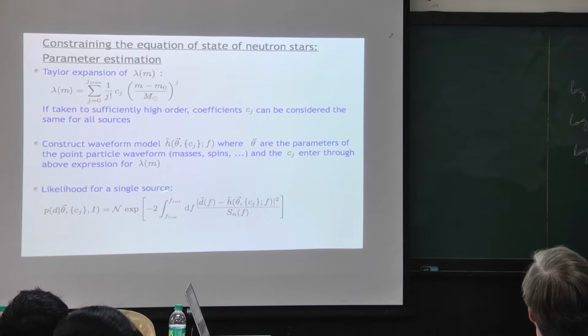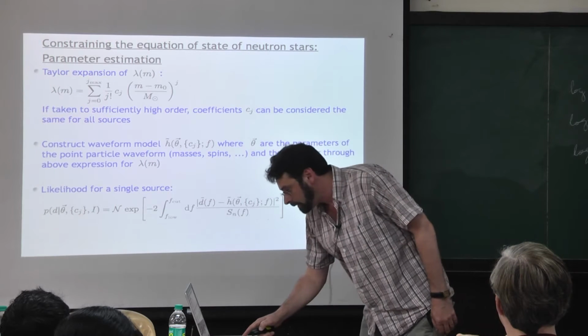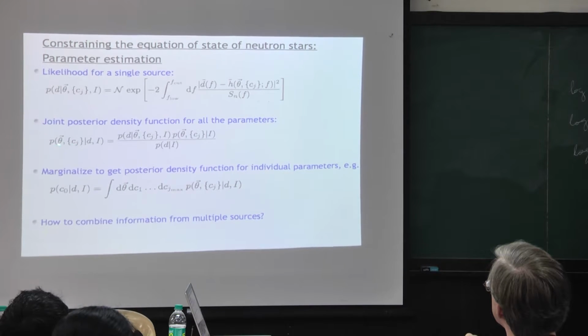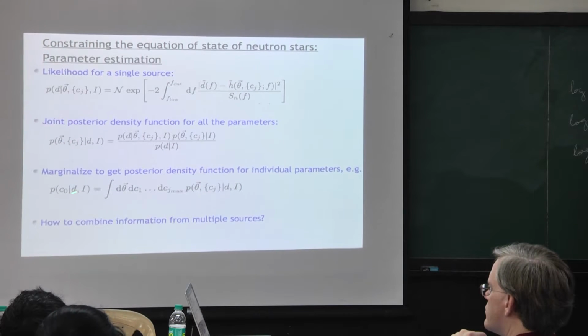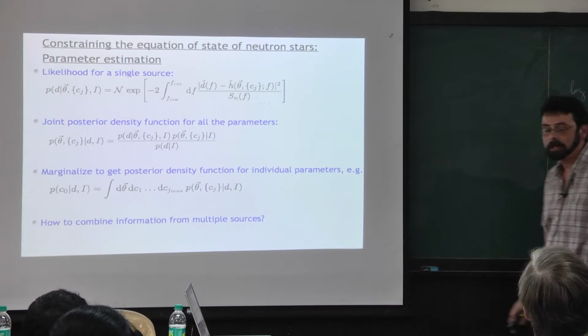Okay. What is then the likelihood function for a single source? Well, it is of the usual form, of course, and I put my waveform model here. All right. So this is the likelihood for a single source. Then you can compute a joint posterior density distribution for all of the parameters, so the point particle parameters as well as the new ones. And then if you're only interested, for instance, in the 0th order coefficient in this Taylor expansion, you marginalize over not only the point particle parameters, but also C1 through Cj max. But again, the question is, how do we combine information from multiple sources?